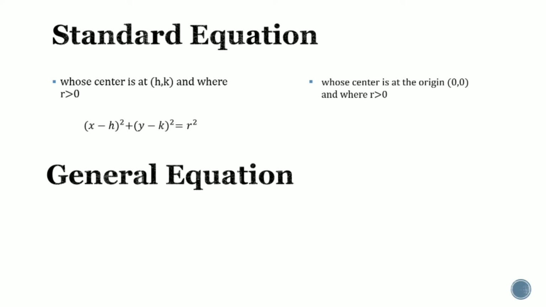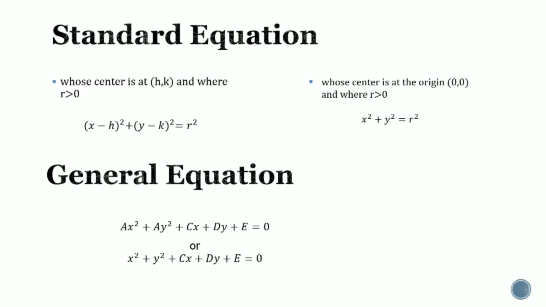The standard equation, or the standard form of the circle, for one whose center is at the point (h, k) and where the radius is greater than 0, is represented by the equation (x - h)^2 + (y - k)^2 = r^2. There's also one whose center is at the origin and where r is also greater than 0, represented by the equation x^2 + y^2 = r^2.